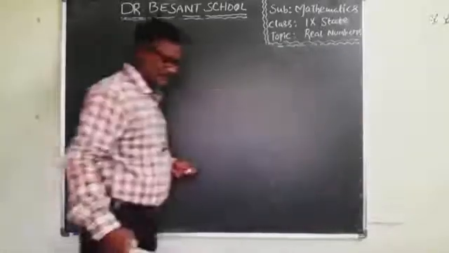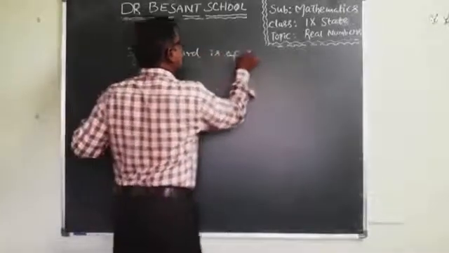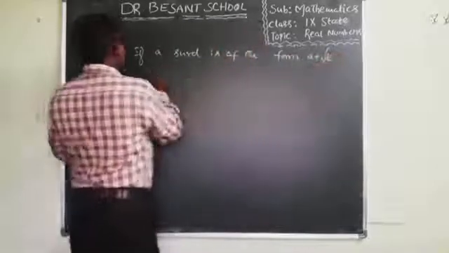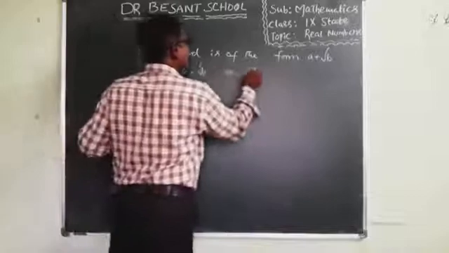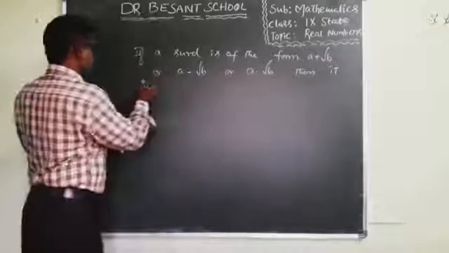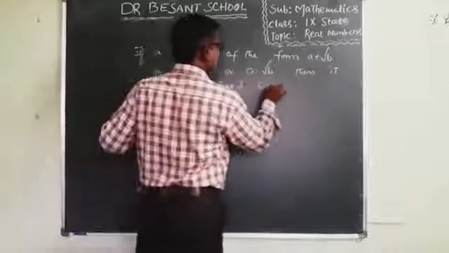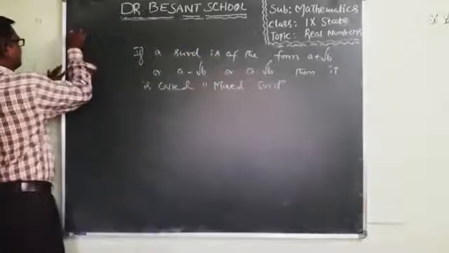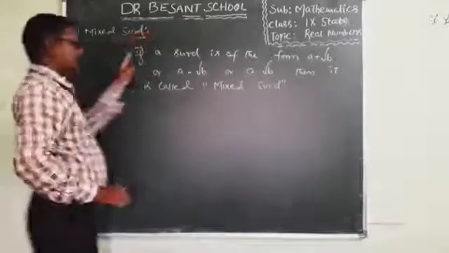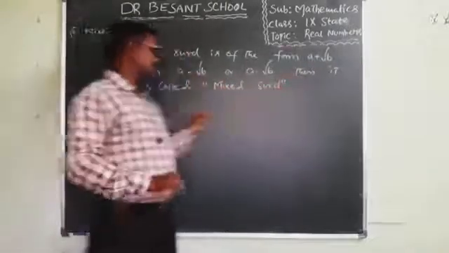Okay, children. Once verify. If a surd is of the form a plus root b, or a minus root b, or a into root b, then it is called a mixed surd. Verify, this is the fourth one. Mixed surd. If a surd is of the form either a plus root b or a minus root b or a into root b, then it is called a mixed surd.